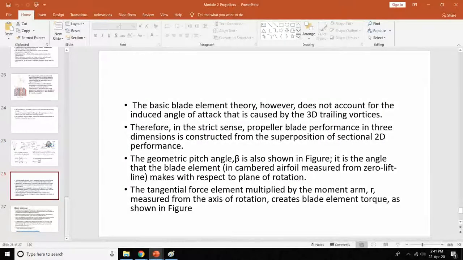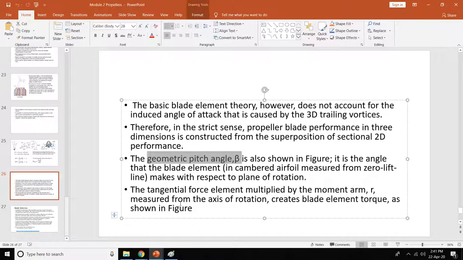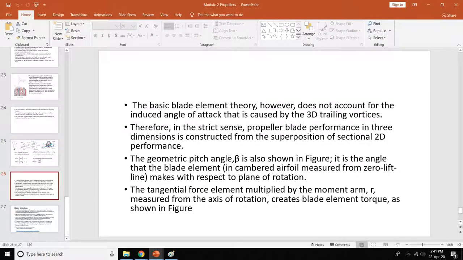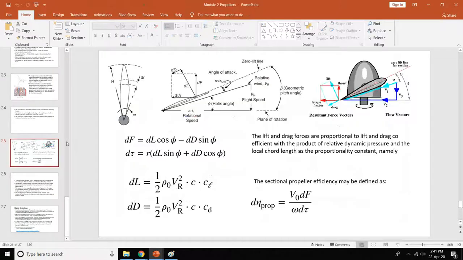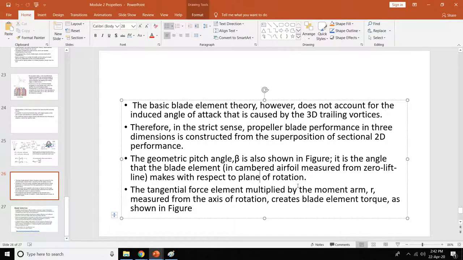Okay, therefore in a strict sense, propeller blade performance in 3 dimensions is constructed from superposition of sectional 2D performance. Okay, so you are just trying to analyze the overall 3D by superimposing on a two-dimensional sheet. Okay, the geometric pitch angle beta is shown in the figure. It is the angle that the blade element in a cambered airfoil, measured from the zero lift line, makes with respect to the plane of rotation. So if this is your plane of rotation and this is your camber, the overall length is your pitch angle. Okay, the tangential force element multiplied by the moment arm measured from the axis of rotation creates blade element torque as shown in the figure.